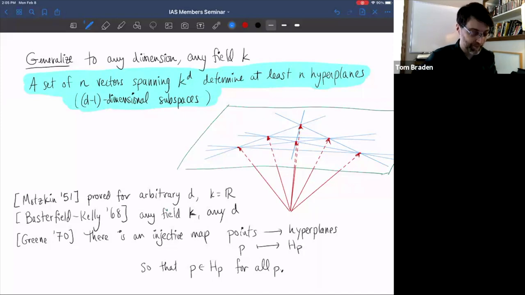This is just a subset of the papers people have published around this topic. In 51, Motzkin showed that this was true for any dimension, but working with the real field. Then in 68, Basterfield and Kelly showed that it was true for any field K in any dimension. And then there was a sweetening of the result in 1970. Green showed that not only do you have this inequality, but there's always an injective map that sends points to hyperplanes such that the point is contained in the hyperplane that it matches to. So you can always choose the hyperplane that contains each point, such that you never choose a hyperplane more than once. That's a stronger statement.